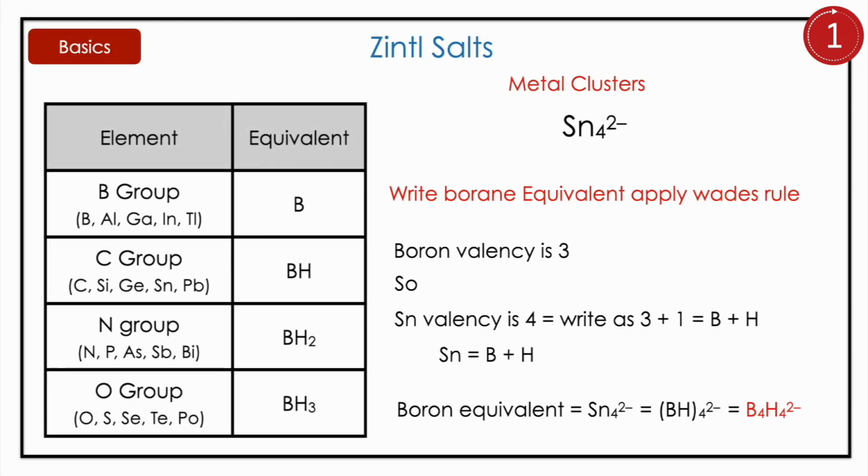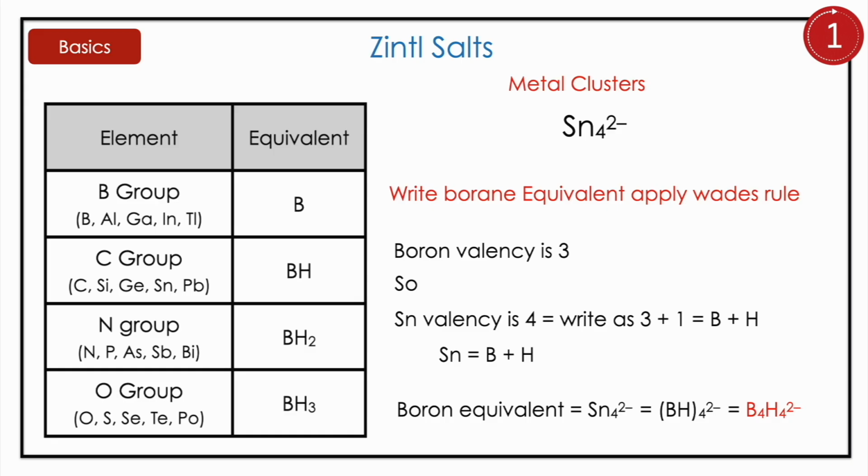Then comes the Zintl salts. How do you solve the structure of Zintl salts? For that, you should write the boron equivalent. Then only it will be easy. Boron normally has 3 electrons. If you write for the carbon group, write 3 plus 1. That is boron with hydrogen. Suppose you have tin. Here Sn4 2 minus is given. How do you solve the structure? Write the boron equivalent. Tin is in the carbon group. Valency is 4. So it can be written as 3 plus 1, that is boron plus hydrogen.